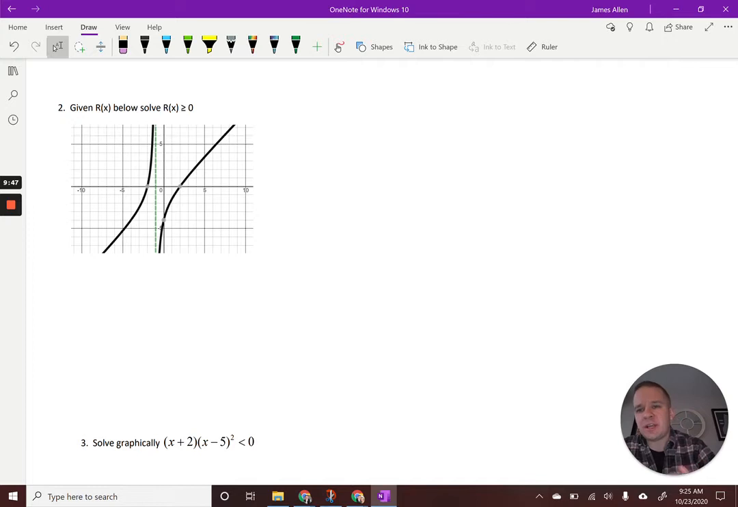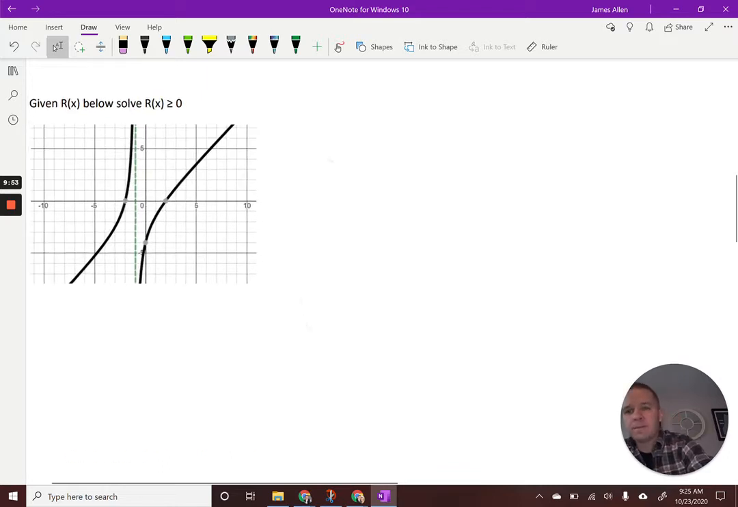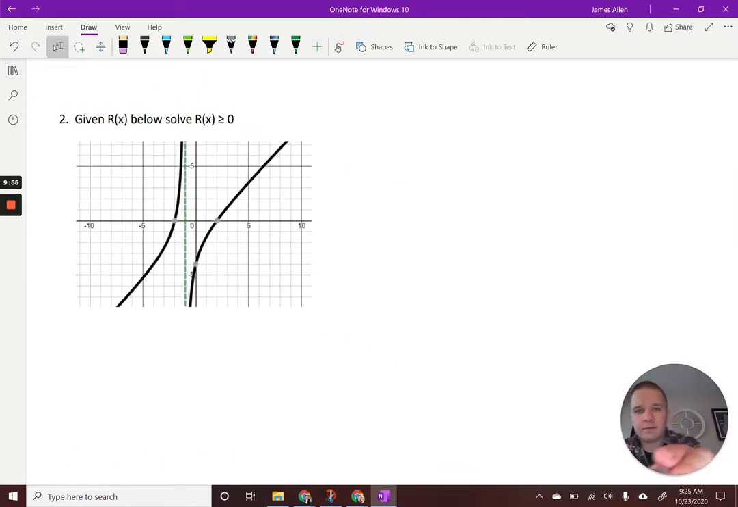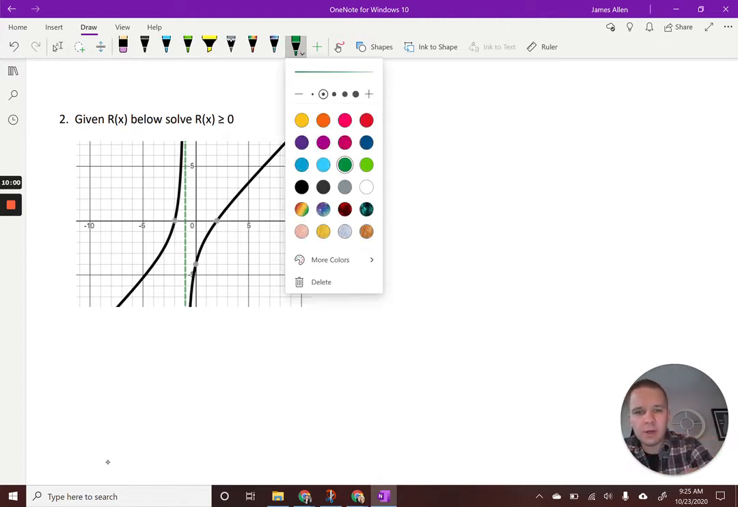All right, a few more questions here. Given r of x below, solve r of x is greater than or equal to 0. Lovely. I like it. Excited. Let's check out the graph. Why won't it select the marker? I'm going to go with red.